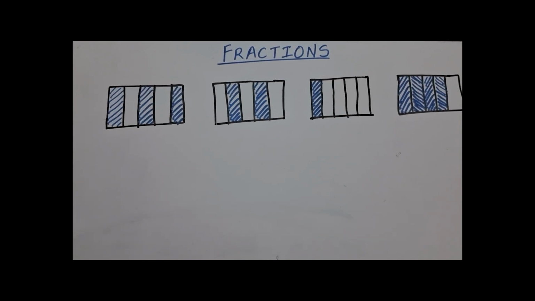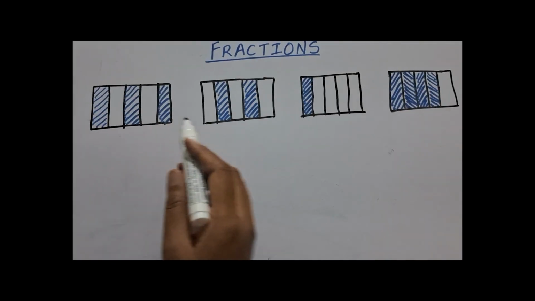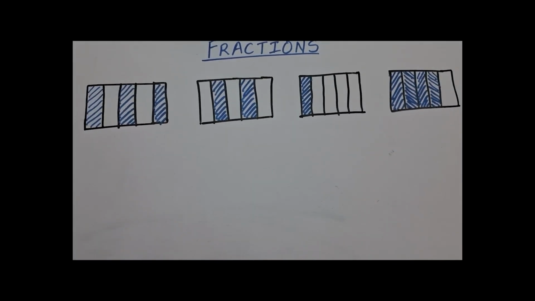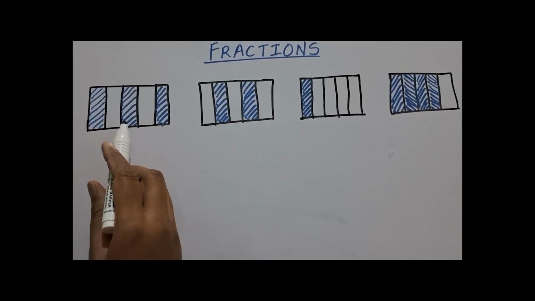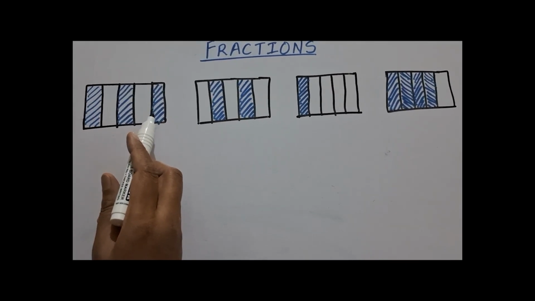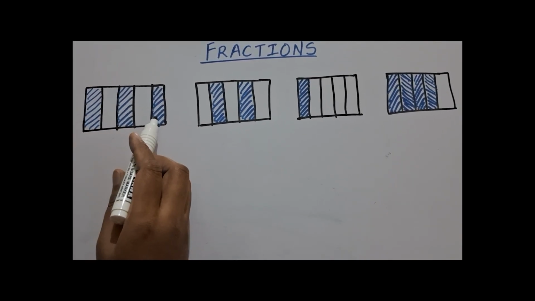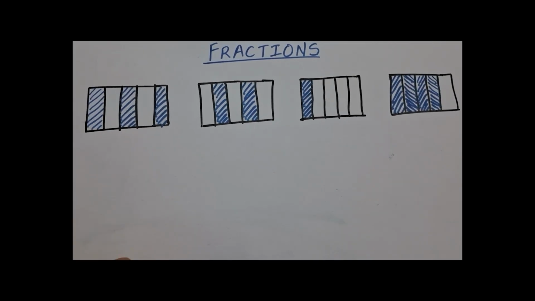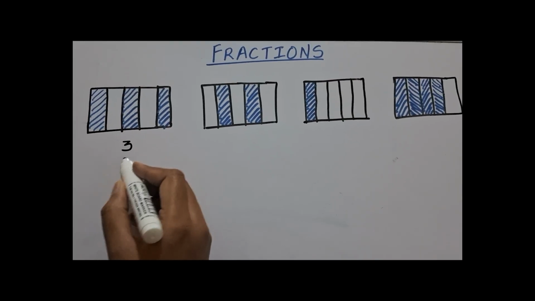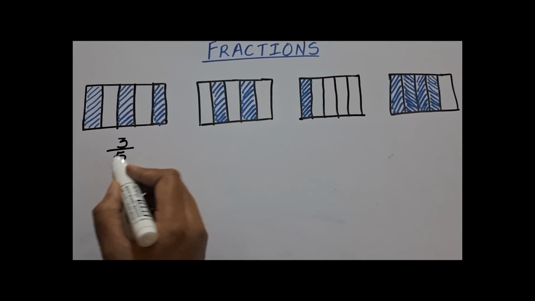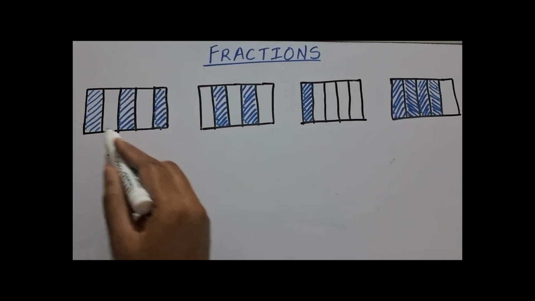Here some more figures are given, children. We will try to find out the shaded part fractions of these figures. In the first one, the whole part is divided into 5 equal parts and 3 parts of them are shaded. Now we have to write the fraction for the shaded part of this figure. Then how many shaded parts are there? 3 parts out of 5. So the shaded part is 3 by 5 of the whole part.